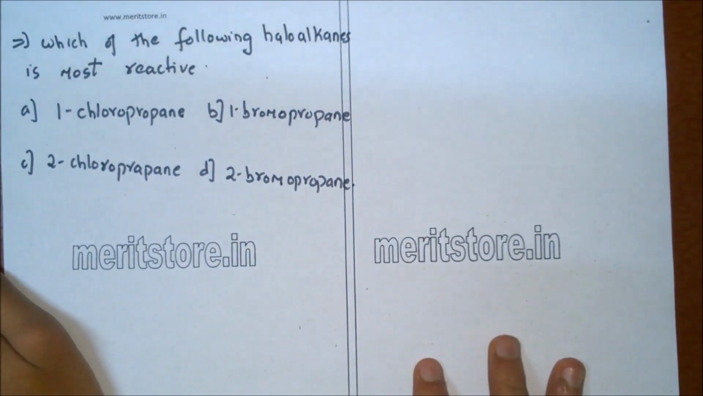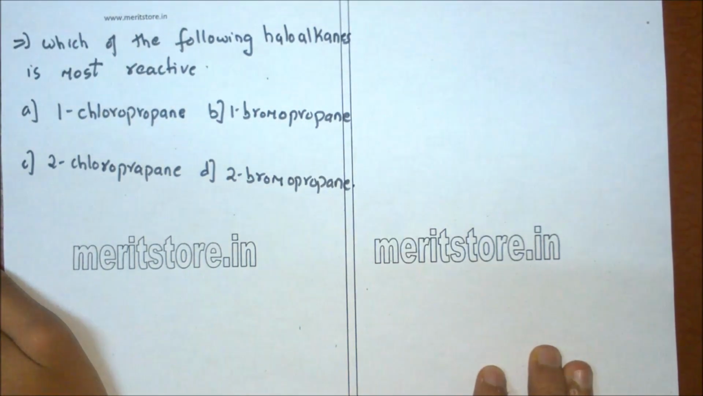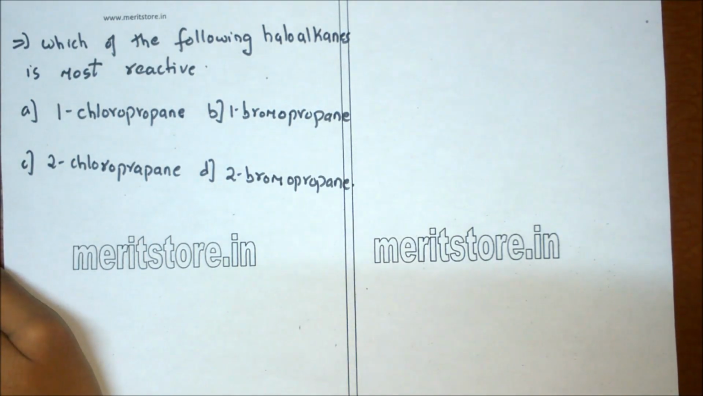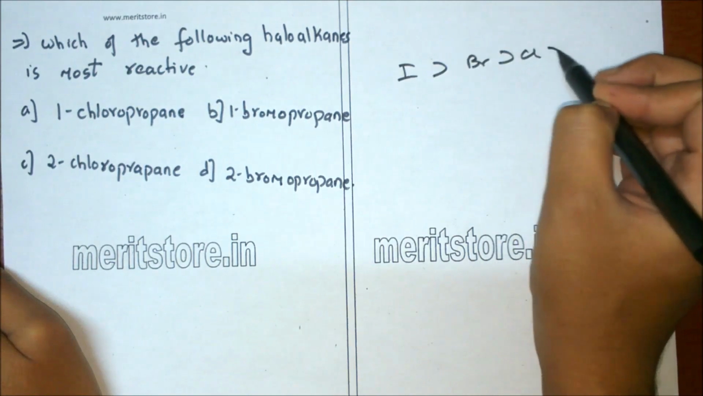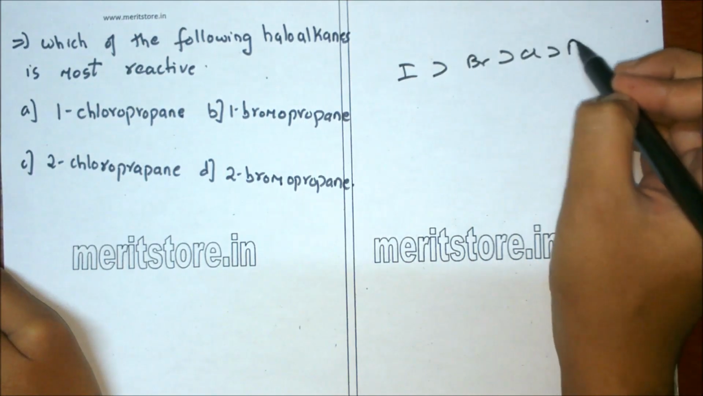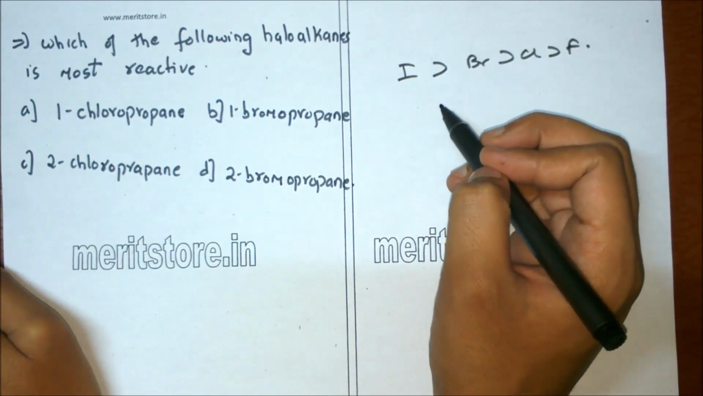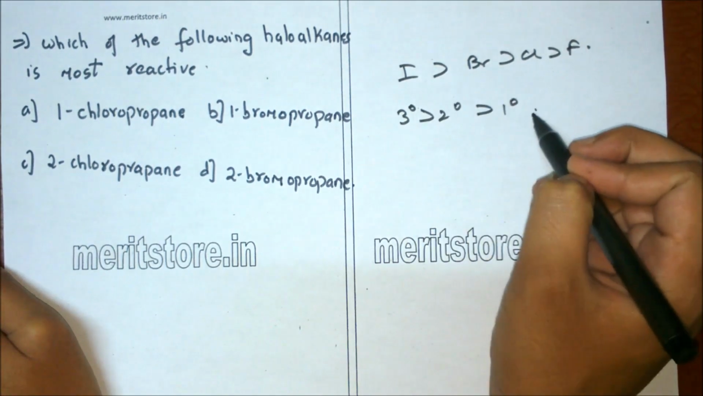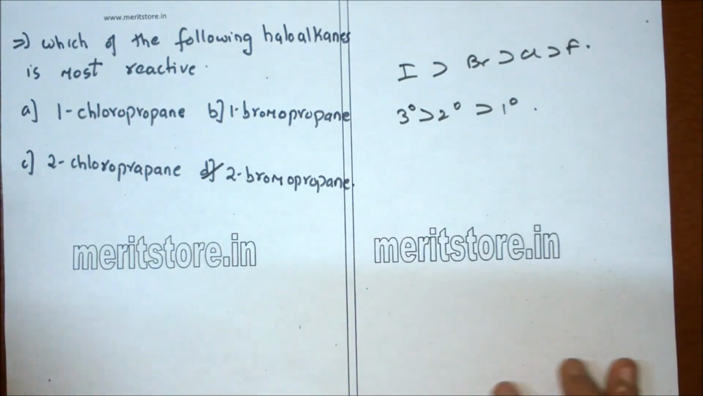Which one of the following haloalkanes is most reactive? A. 1-chloropropane, B. 1-bromopropane, C. 2-chloropropane, D. 2-bromopropane. Alkyl halides are highly reactive. The order of reactivity by nature of halogen atom is iodide, then bromide, chloride, and then fluoride. And for alkyl group, it is tertiary, then secondary, then primary. Thus, 2-bromopropane in the given options is the correct answer.